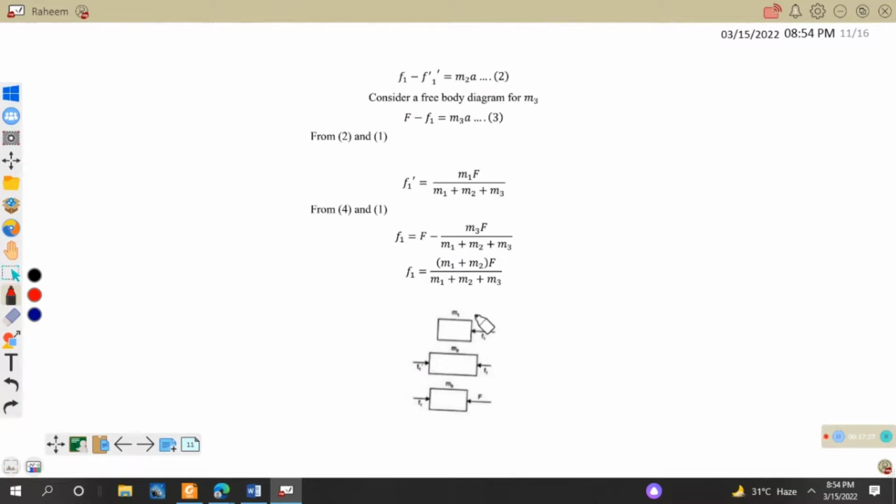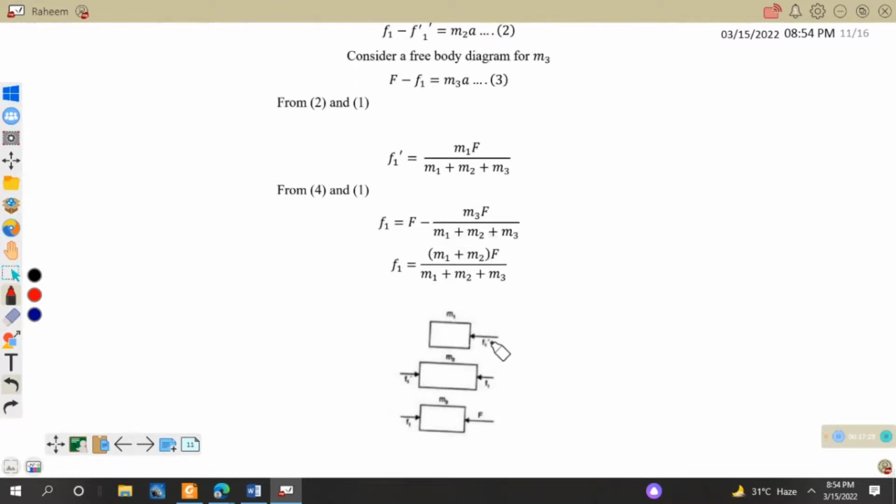So this is actually the body diagram. In this case F1 minus F1 prime will be equal to m2 into A. Here F1 prime is the response force on mass m2. Now consider a free body diagram for m3. In this case our applied force on the right side is F minus F1, which is the response force due to m2.